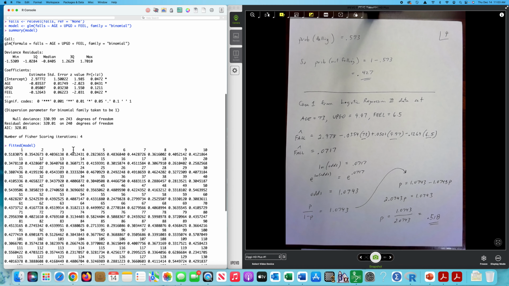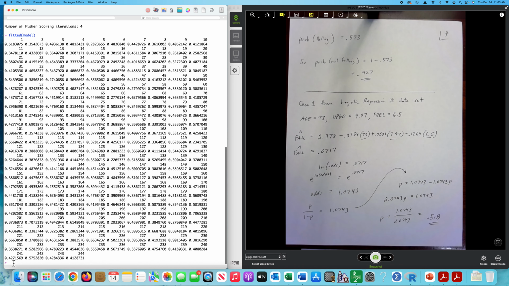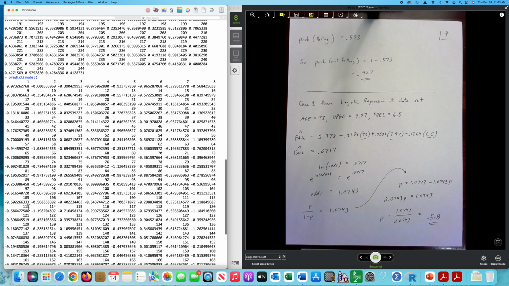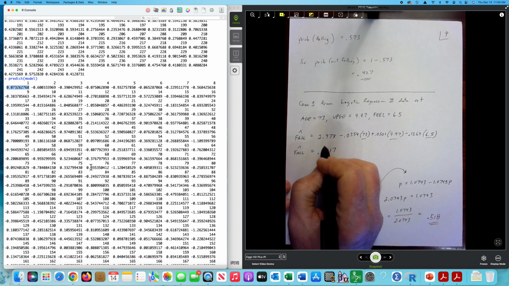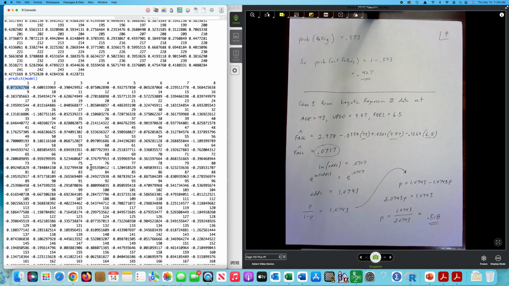Something else that I think is kind of cool is I can do predict model. And notice that when I run the predict model, I get the 0.0732. Does that look familiar? Yeah, that's exactly what we get right here, within some degree of rounding.